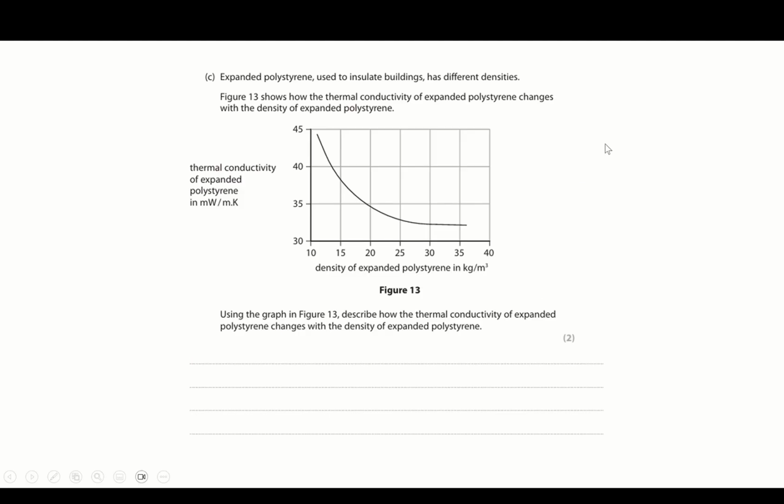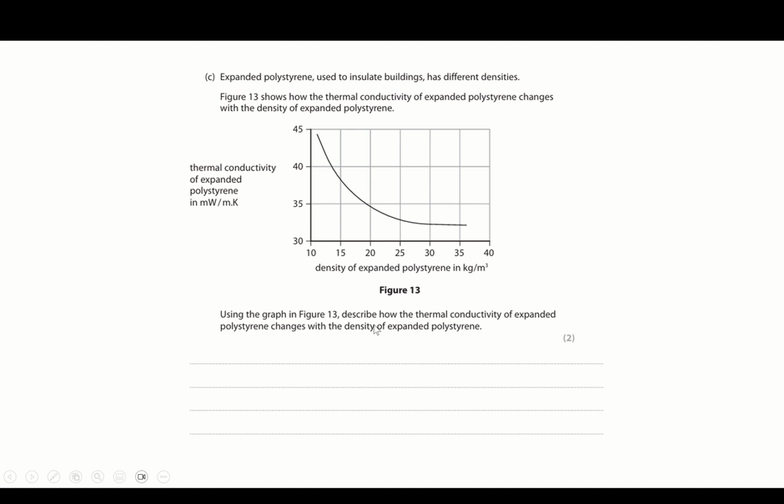Okay, expanded polystyrene is used to insulate buildings and it's got different densities. And we can see density going up here. And we've got thermal conductivity. So the denser you are, the less of a conductor you are. Perfect, that makes loads of sense.